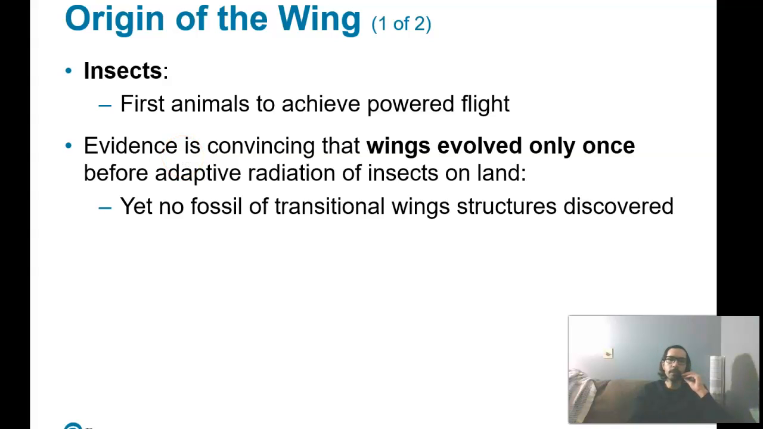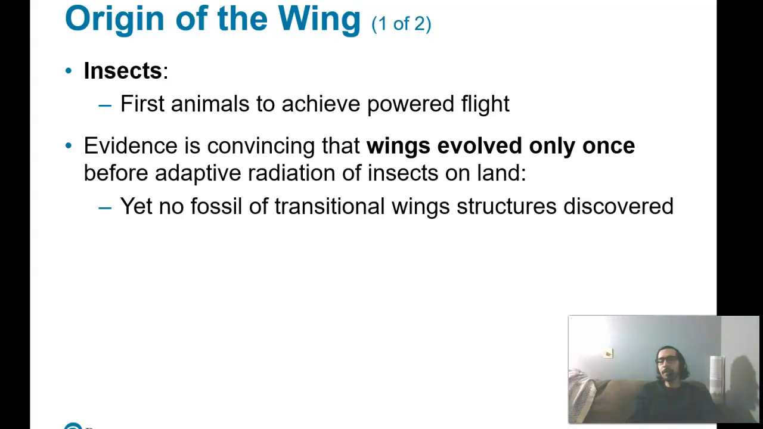Insects were the first animals to achieve powered flight. So they were able to fly before things like pterosaurs, which were the first vertebrates to be able to achieve flight. And there's convincing evidence that the wings only evolved once before the adaptive radiation of insects onto land.